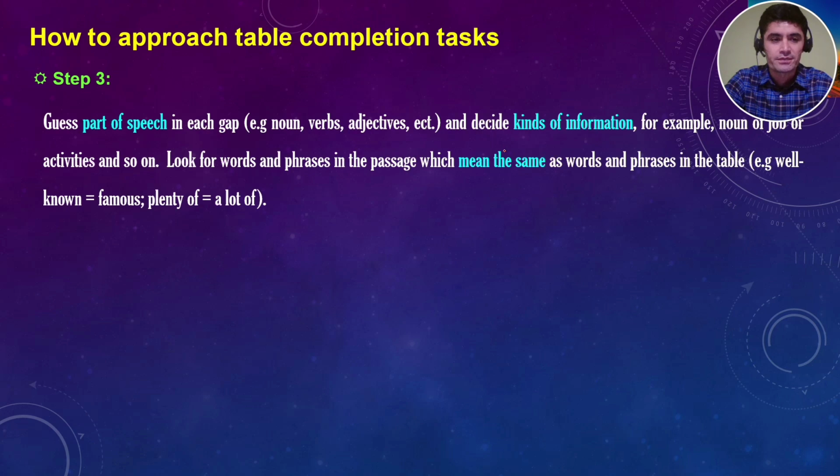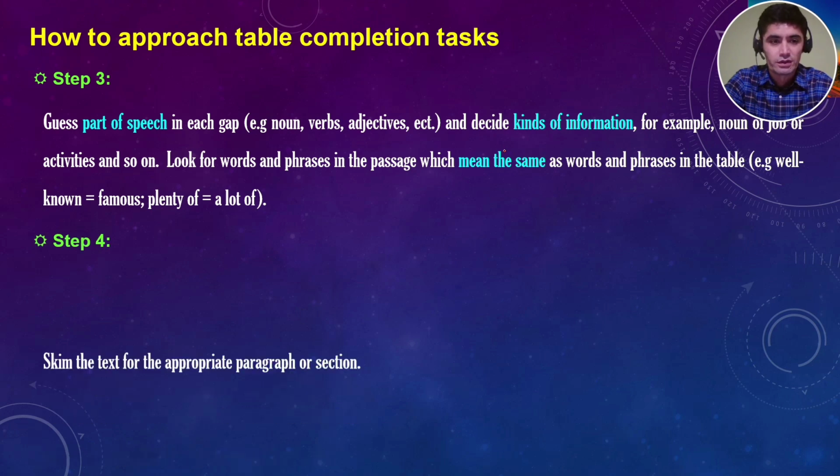Step number 3. Guess what part of speech is in each gap, noun, verb, adjective, and decide the kind of information, for example, a noun of job or activities and so on. Look for words and phrases in the passage which mean the same as words and phrases in the table. They are synonyms. For example, well-known is a synonym of famous, or plenty of has the same meaning as a lot of.